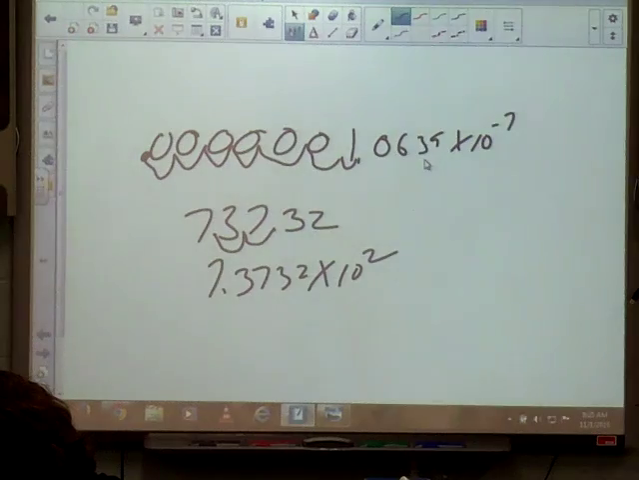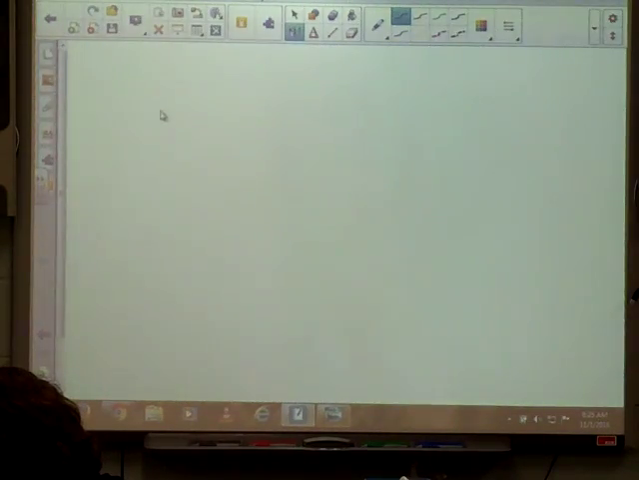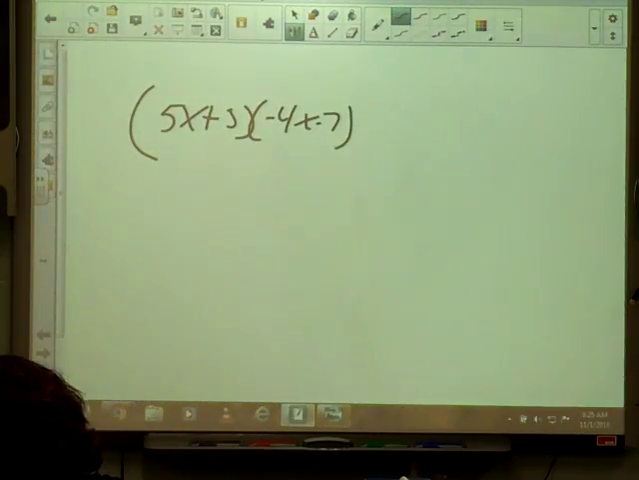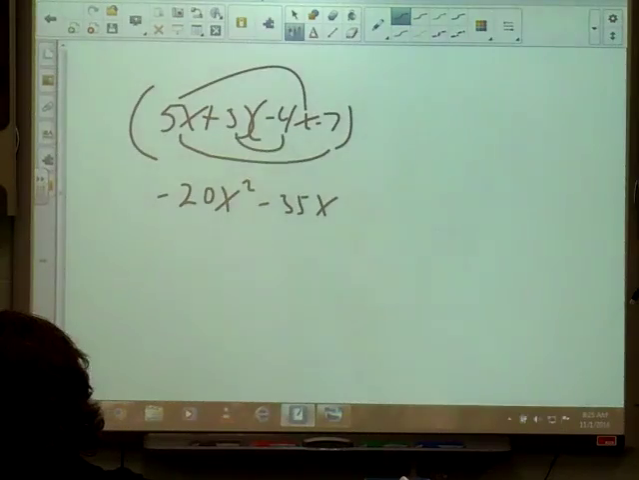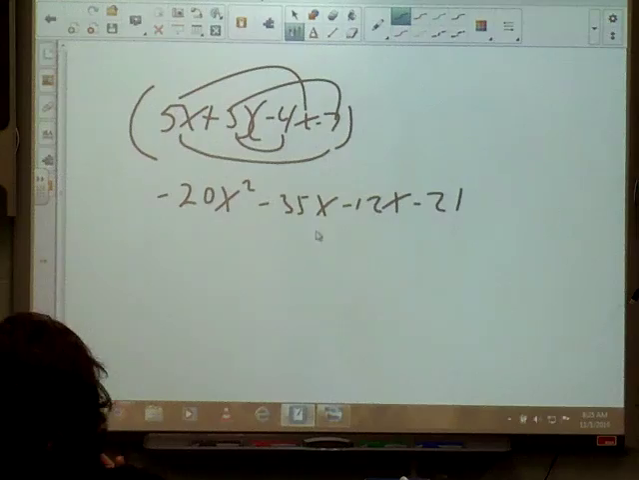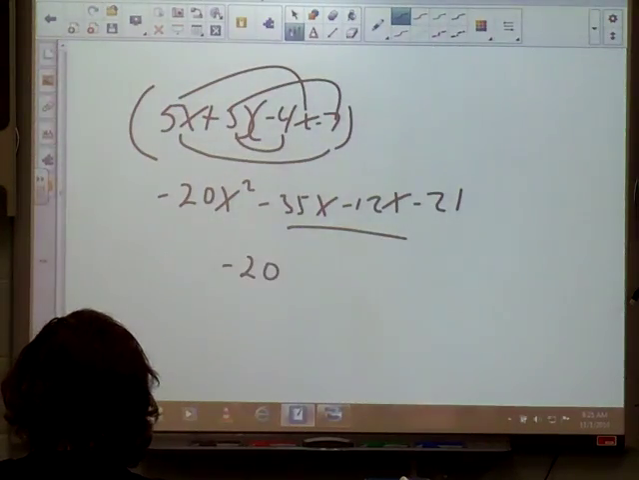Alright, last one. For the pair of functions, find the product. So we're multiplying f times g. So 5x plus 3 times negative 4x minus 7. I just got to do FOIL on this one. Give me negative 20x squared. And I stopped there. There's only one of them that has that. Go ahead if you need me to. Negative 35x, negative 12x, minus 21. And then that got you negative 47.